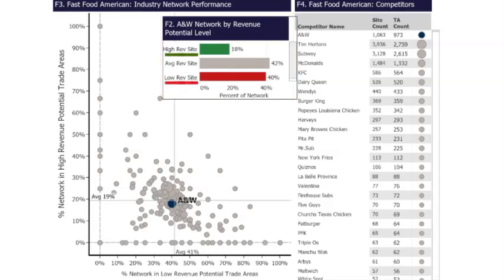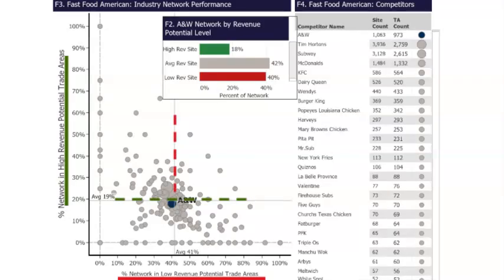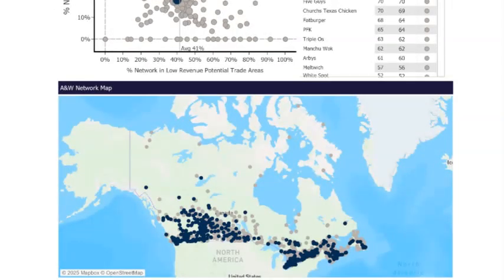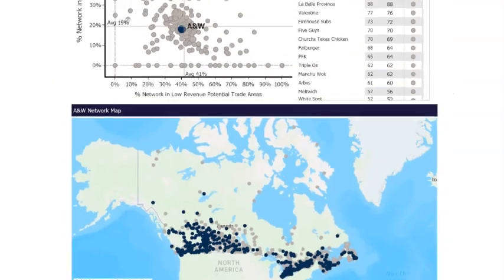The larger graph compares the top and bottom revenue divisions for all American fast food competitors. On the bottom axis, we have the percent of each retail network in low revenue sites, while on the vertical axis, high revenue sites. The crosshair lines indicate the average for all competitors. In this example, the A&W network is slightly below average with 18% in the top third, 40% in the bottom third. The bottom map shows the A&W locations across Canada.